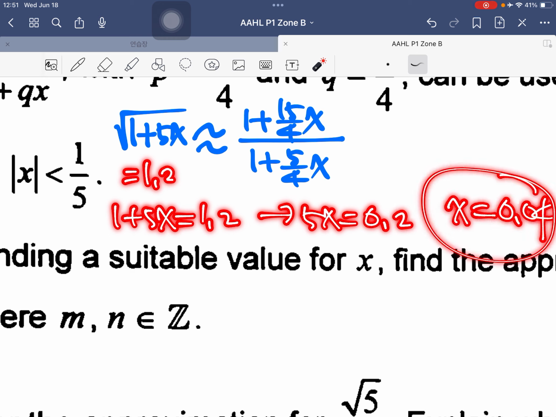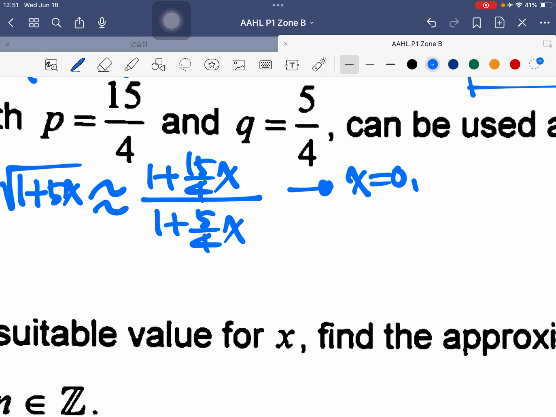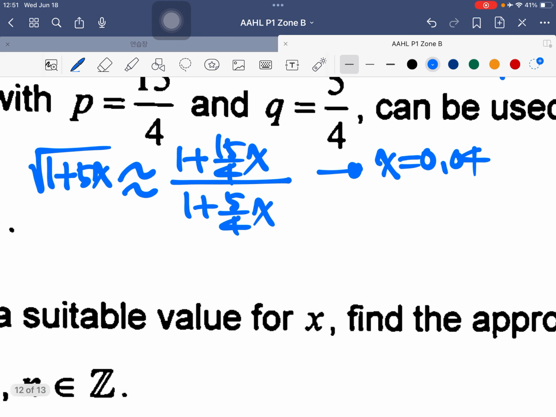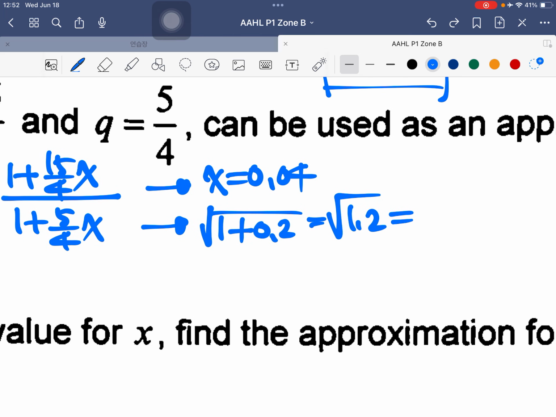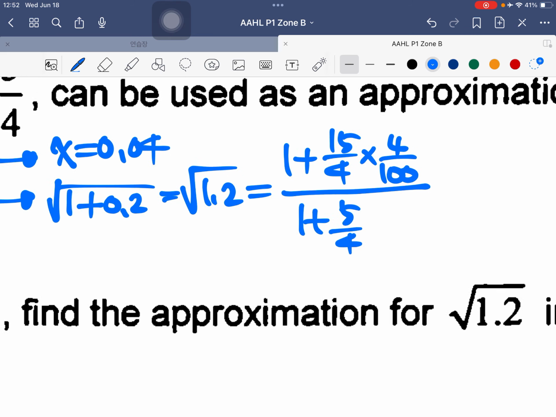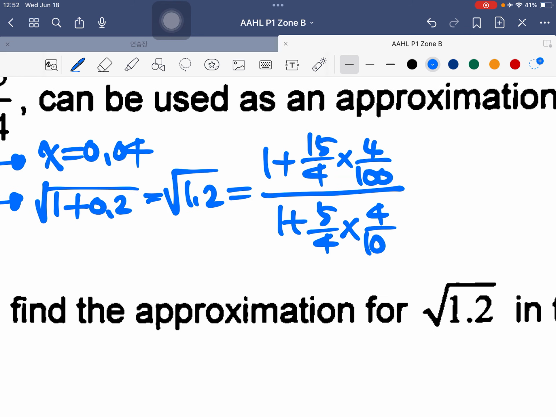So, okay, this expression, when x equals 0.04, becomes square root of 1 plus 5 times 0.04, which is 0.2, so exactly square root of 1.2. The right hand side becomes 1 plus 15 over 4, x is 0.04, which is 4 over 100, over 1 plus 5 over 4, x times 4 over 100. Final value of this one.